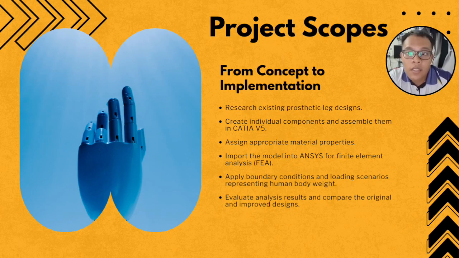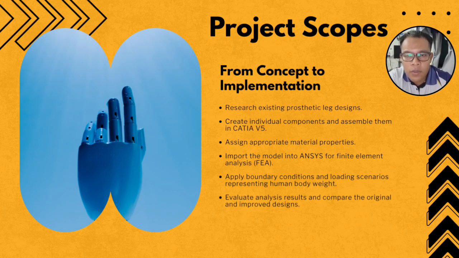This research helps us develop a different design that is both strong and lightweight. Next is to create individual components and assemble them in CATIA V5. All the parts and components of the prosthetic leg were designed using CATIA V5. After creating each part, they were assembled to ensure that every component fitted correctly and functioned as a complete prosthetic leg.